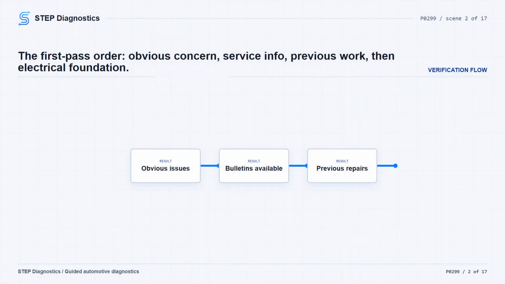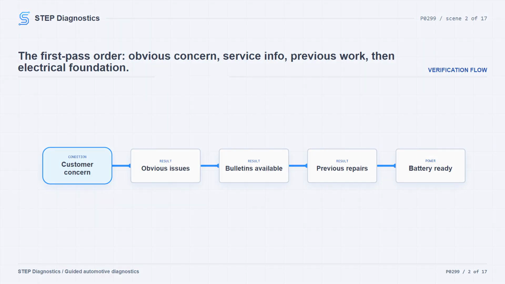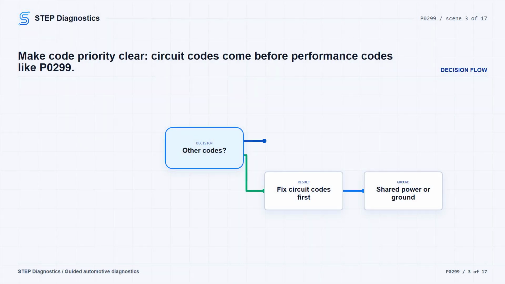Before getting deep into P0299, look for anything obvious that matches the customer concern. Check for related OASIS or bulletin information if it is available, and look closely at any previous repairs, because an incorrectly completed repair can contribute to the current problem. Then make sure the electrical foundation is solid. Check battery and charging system operation, and verify battery SOC is greater than 70% before beginning diagnostics.